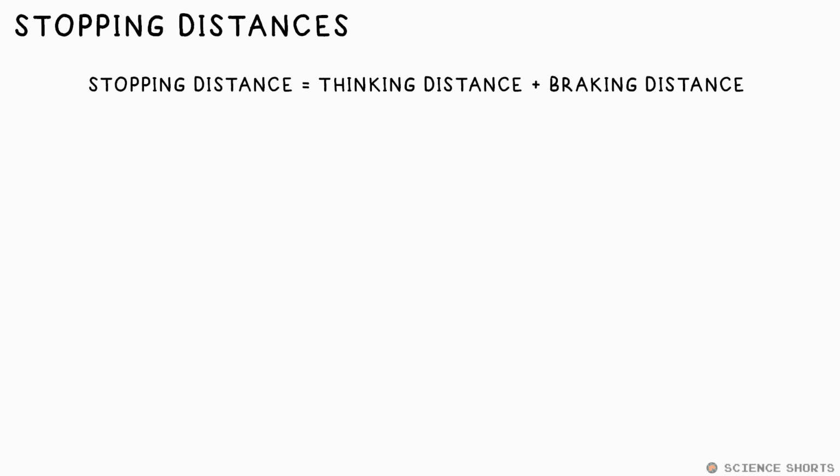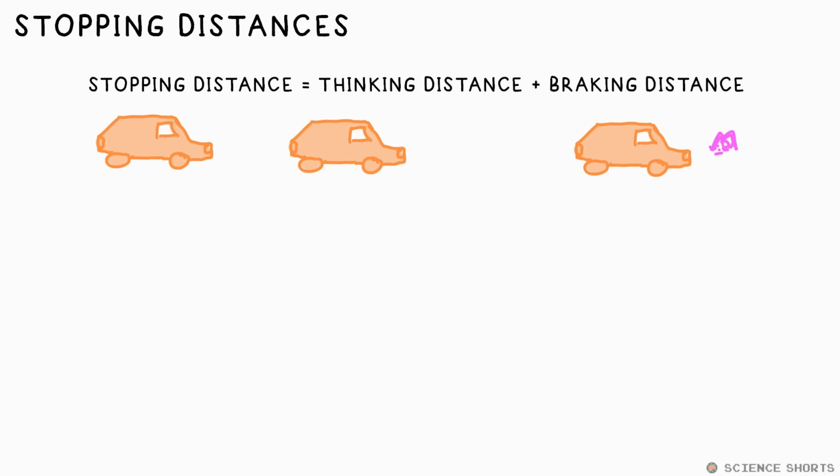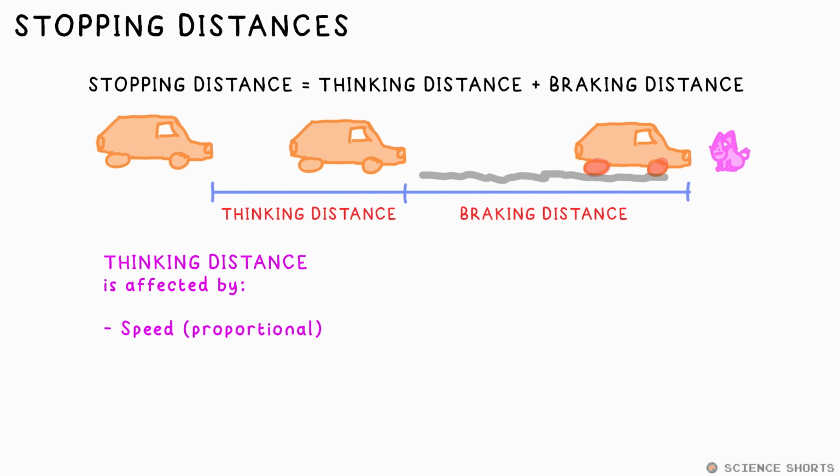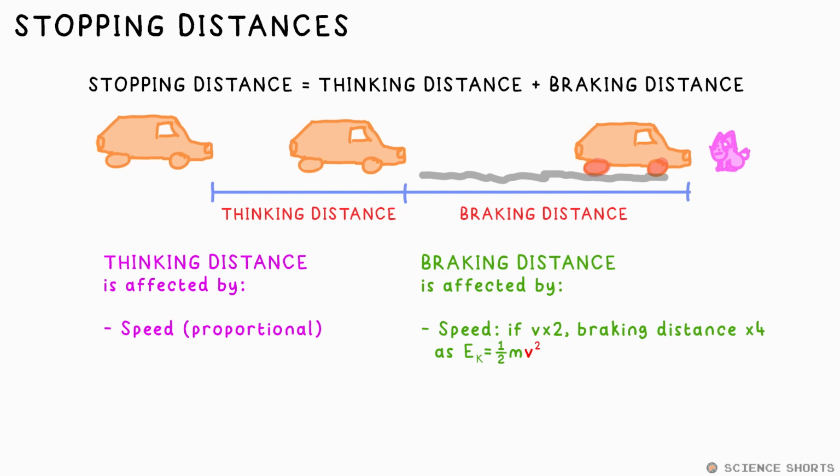The overall stopping distance for a car is the result of thinking distance, that's how far you go before you react to seeing the bunny, for example, and the braking distance after you've slammed on the brakes. If you double your speed, you double your thinking distance because you travel twice as far in the time it takes for you to react.